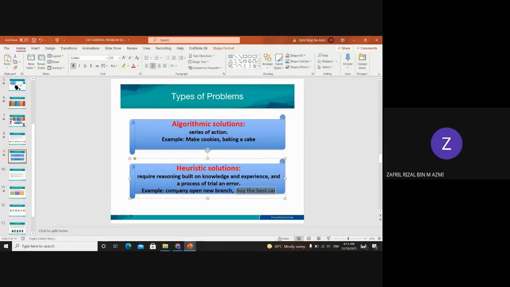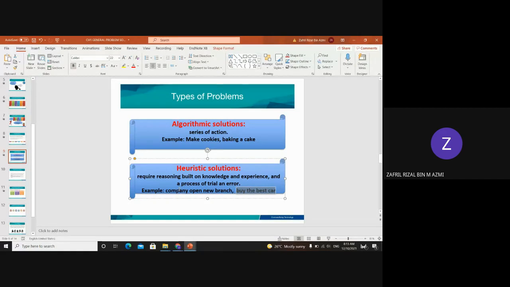So the same goes for a computer program. If you want to design a program that can solve heuristic kinds of problem, you need to provide the program with knowledge and experience. So how do we provide a computer program with knowledge and experience, class? Do you have any idea?